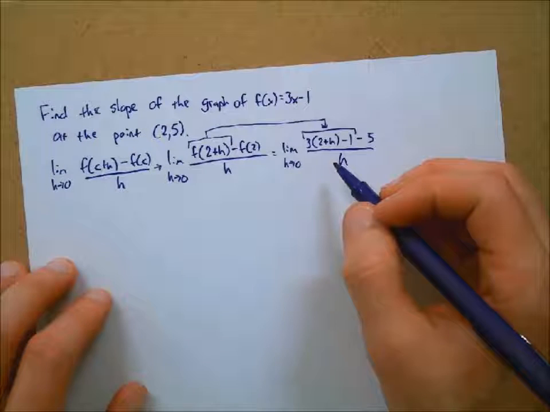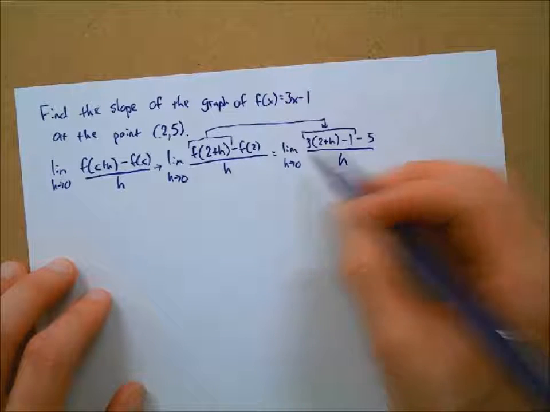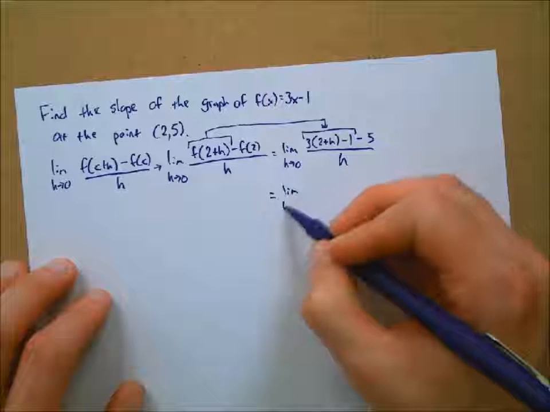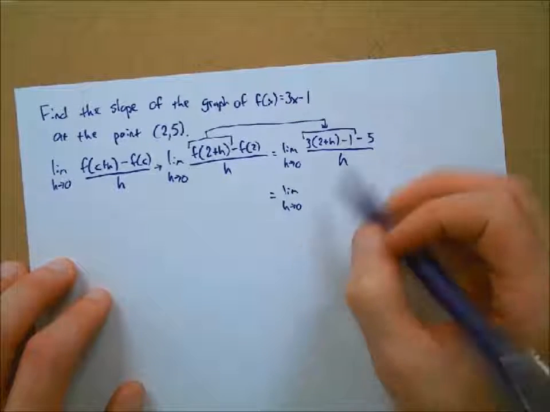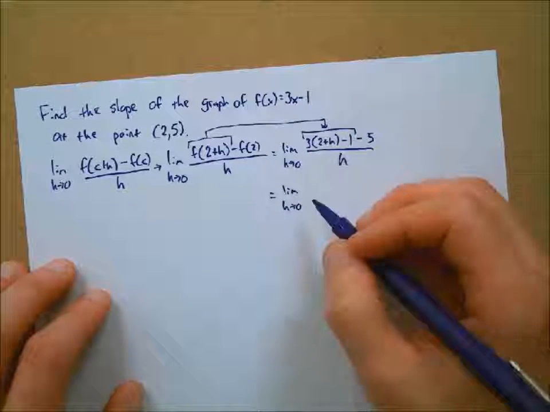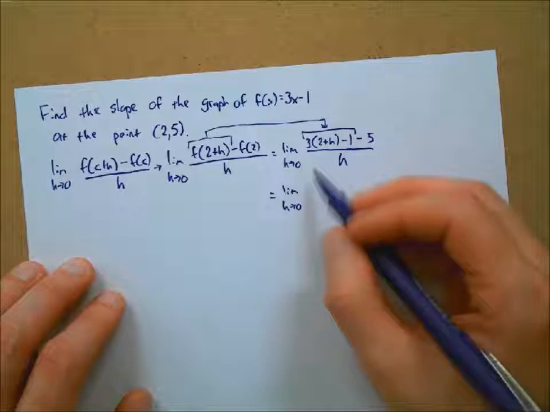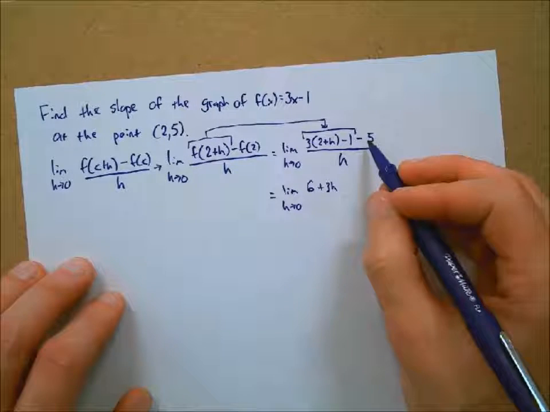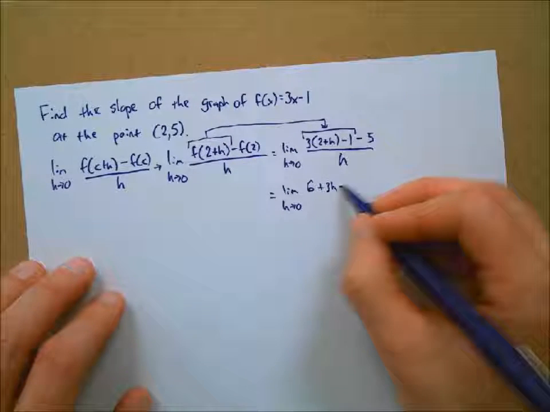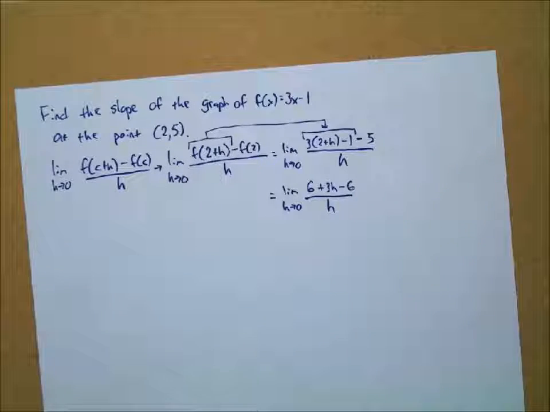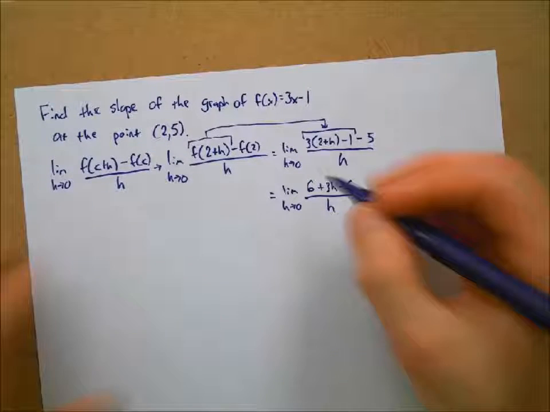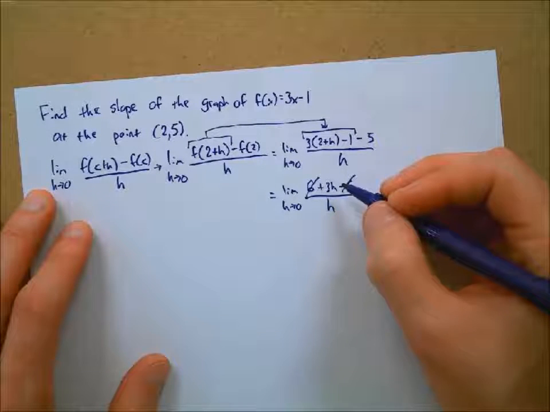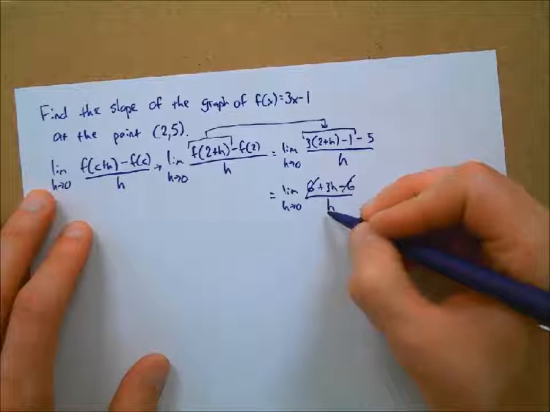How can we simplify from here? What can we do? How should we proceed here? Yeah, distribute the 3. So 6 plus 3h, minus 1 minus 5 becomes minus 6. What cancels? Well, the 6's will cancel. And what else will cancel now? What's 3h divided by h? 3.